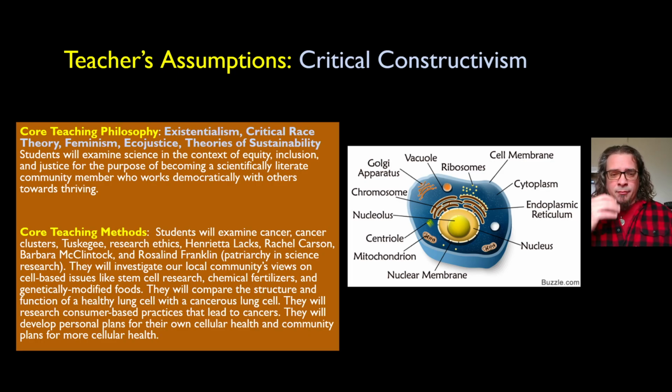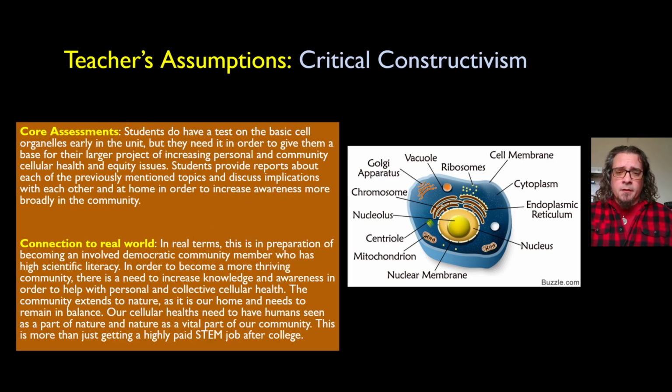So we're getting there. So it's not just knowing this stuff and ending there, it's now doing something with it, right? They compare the structure and function of a healthy lung cell with a cancerous lung cell. They can research consumer-based practices that lead to cancers, and they will develop personal plans for their own cellular health and community plans for more cellular health. So that last one is starting to get into that phase 3 and phase 4, right?